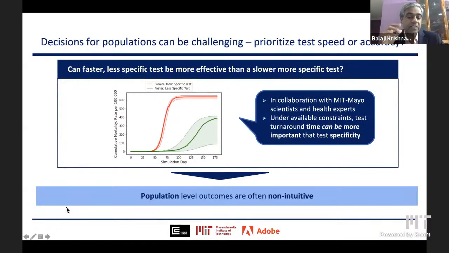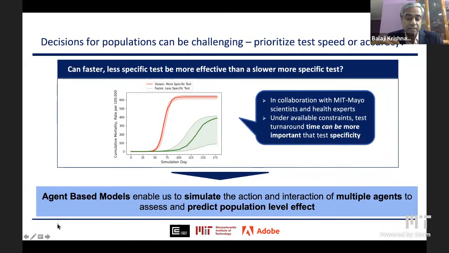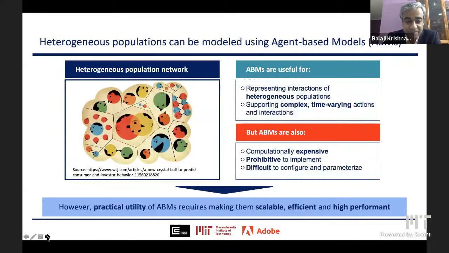So the answers to these questions are non-intuitive, and it requires us to use modeling frameworks that are able to take individual people as agents and model all the effects that are going around them, and also take into account the various interactions they could have. Such a family of models is called agent-based models. Those models essentially enable us to simulate the action and interaction of multiple agents, and also to predict the population-level effects. Can we go to the next slide? Right. So agent-based models are a really cool thing. And the graphic here is from an article in the Wall Street Journal about agent-based models and their good properties.